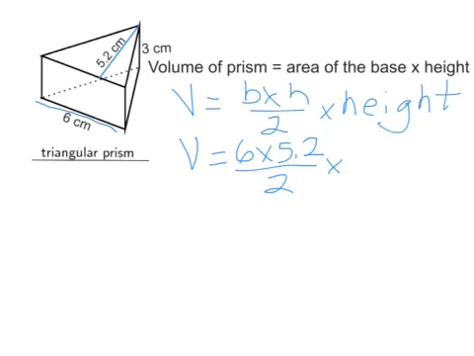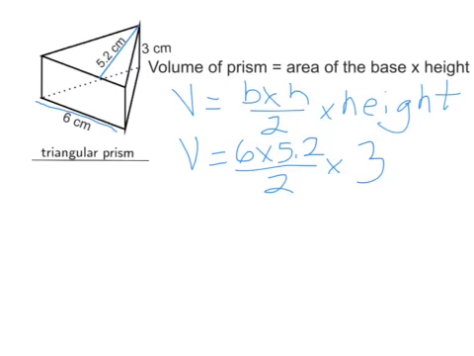So here I've started looking at the volume, and I've written in the 6 times 5.2 over 2, which is finding the area of the triangular base. And then I'm going to multiply that by the height of the prism. So this gets a little confusing when we look at it here, because I have height and I have height, and those are two different values.